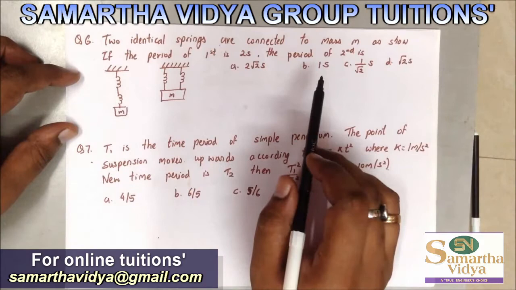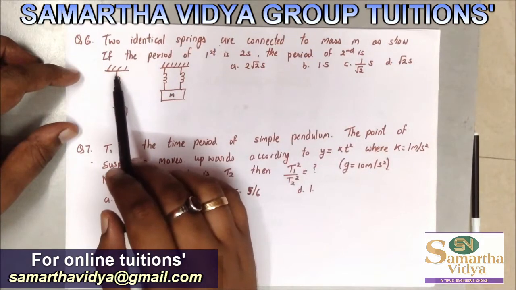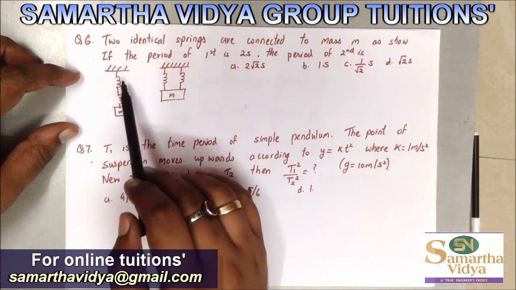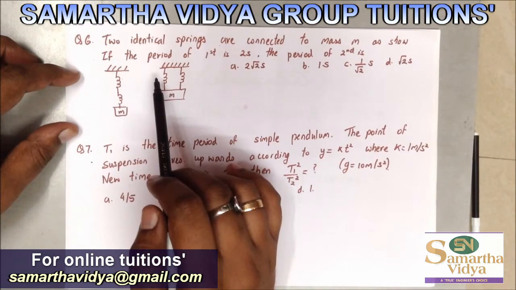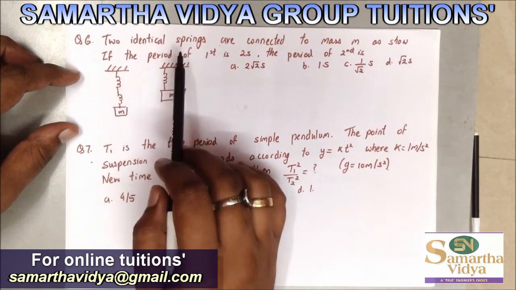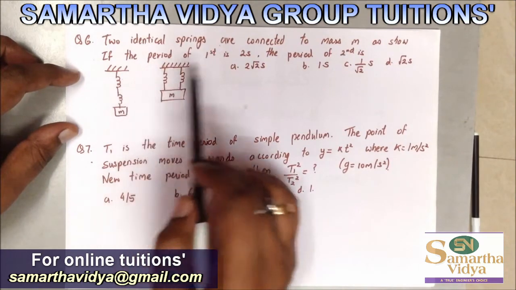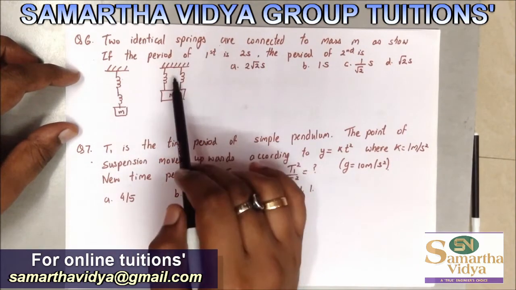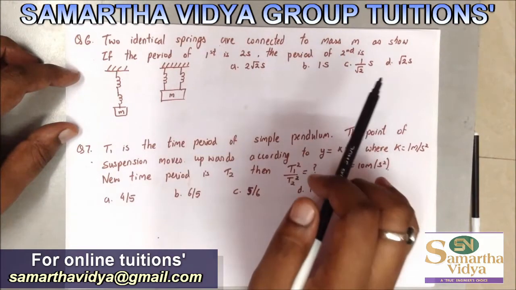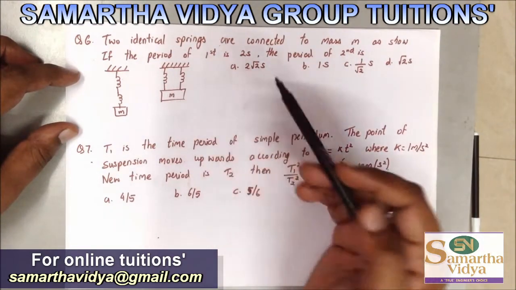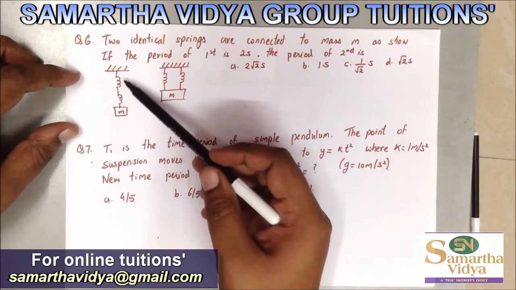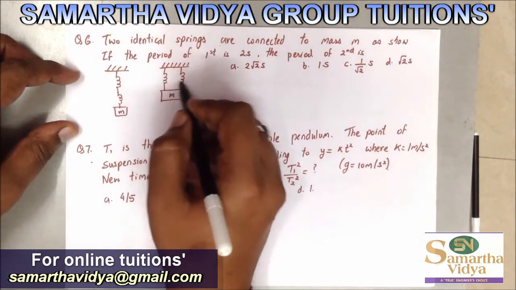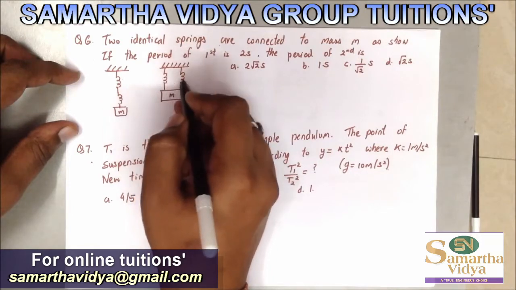So the first question is talking about two arrangements of identical springs, wherein this is my series arrangement and this is the parallel arrangement. In the series arrangement, the time period of this configuration is 2 seconds. I need to find the time period of the second arrangement. We have to assume that the two identical springs are connected in the same manner over here. So these are the same springs.